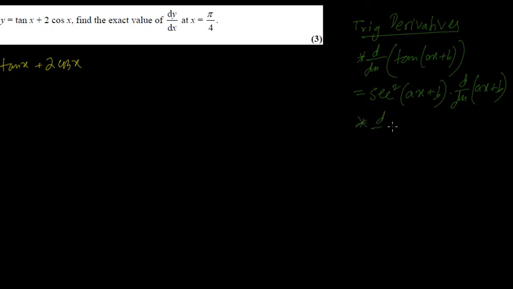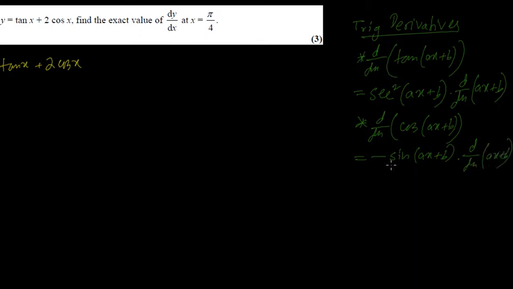The next one is d by dx of cos theta. Let me call the theta ax plus b. Whatever the theta is, doesn't really matter. The derivative of cos theta is minus sine theta. Remember that the derivative of cos theta is minus sine theta. And the chain rule, of course, d by dx of ax plus b.